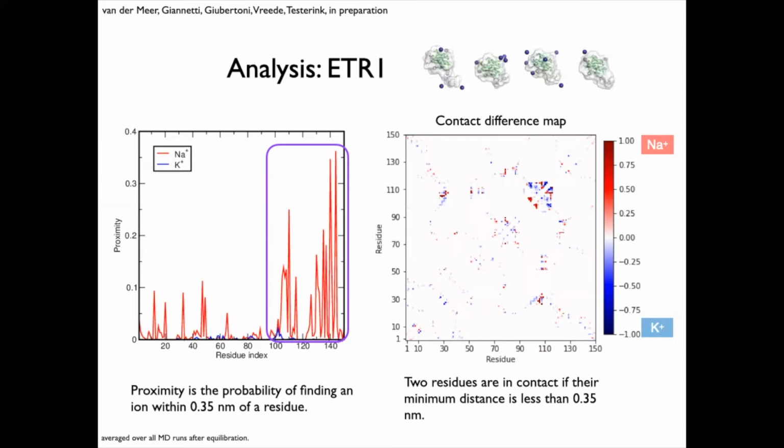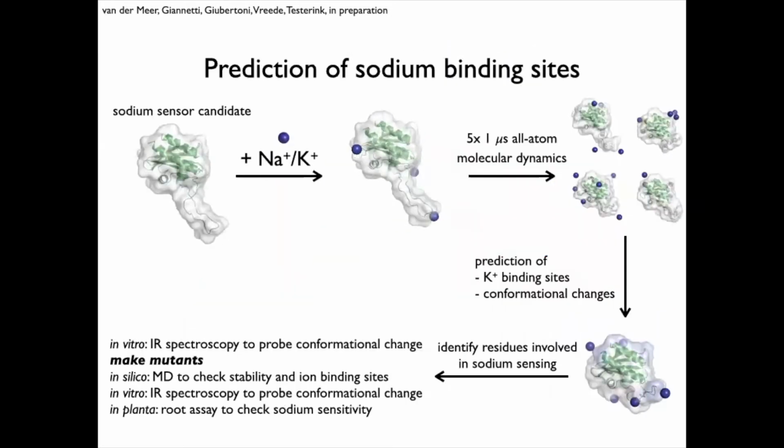So are there different contacts for sodium? If so, they are highlighted in red in this map. And if they are contacts that are only there when potassium is present, then they are highlighted in blue. This allowed us to identify that in this region, around here, something happens: different contacts are made when sodium is there than when potassium is there. Based on that, we were then able to select a few mutations.